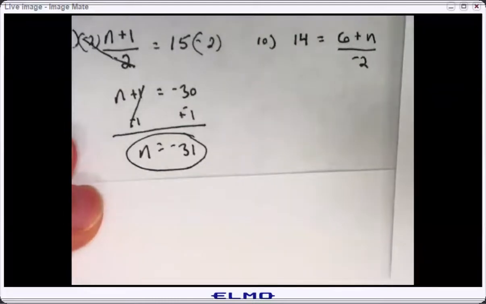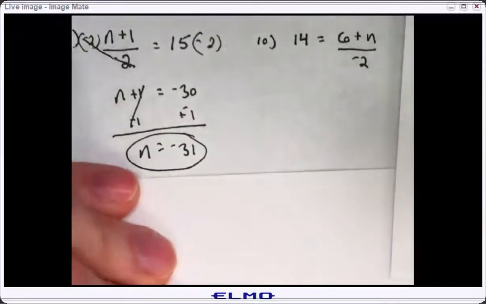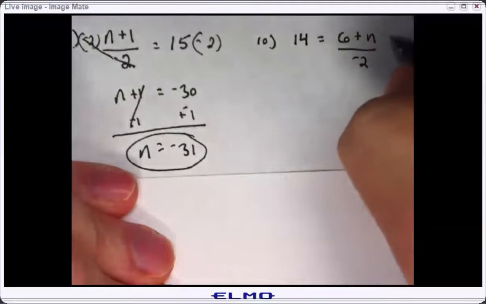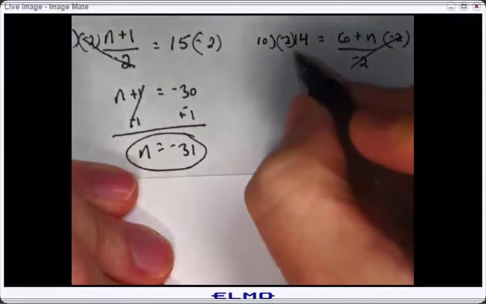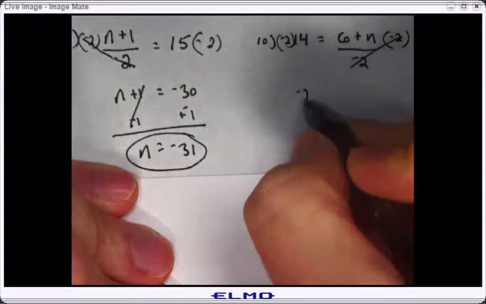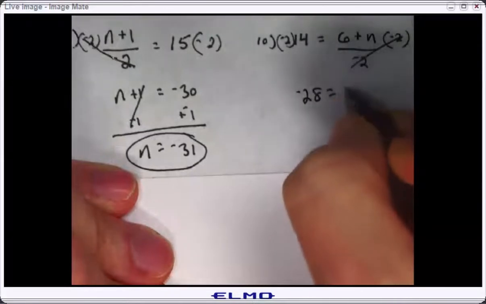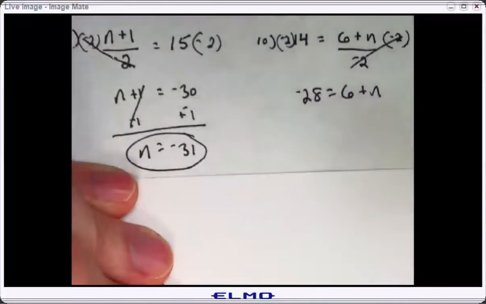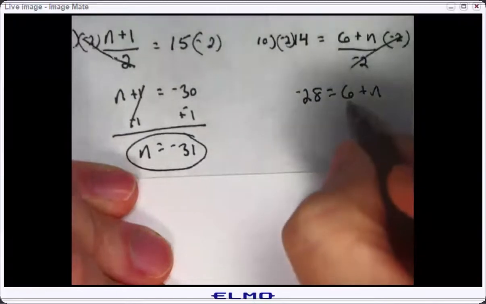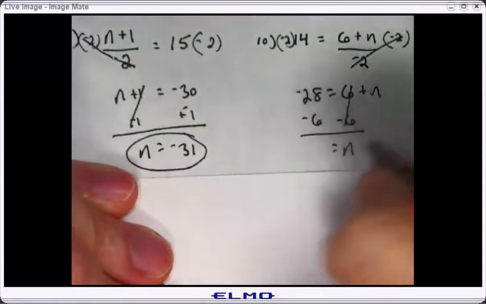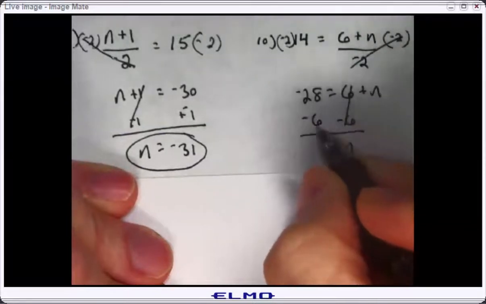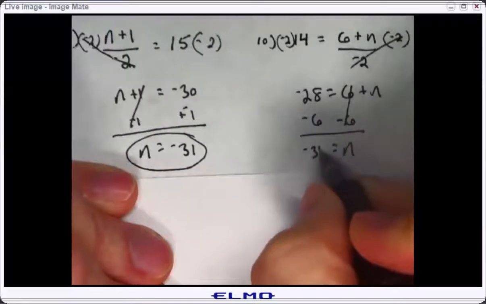Here's one very similar to that one, if you'd like to pause it and try it on your own. To get rid of divided by -2, I multiply both sides by -2. That gives me -2 times 14, -28 on the left. I'm left with 6 plus n on the right. Now I have a one-step equation. To get rid of +6, I minus 6 to both sides. And that gives me n equals -28 plus -6 is -34.